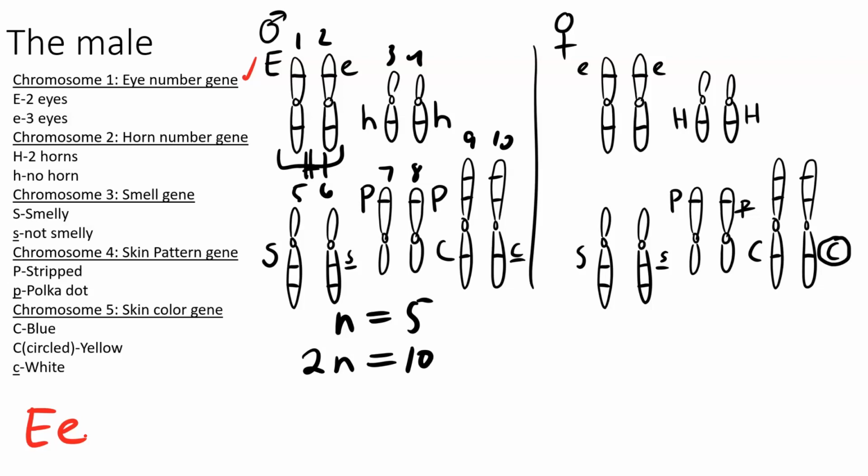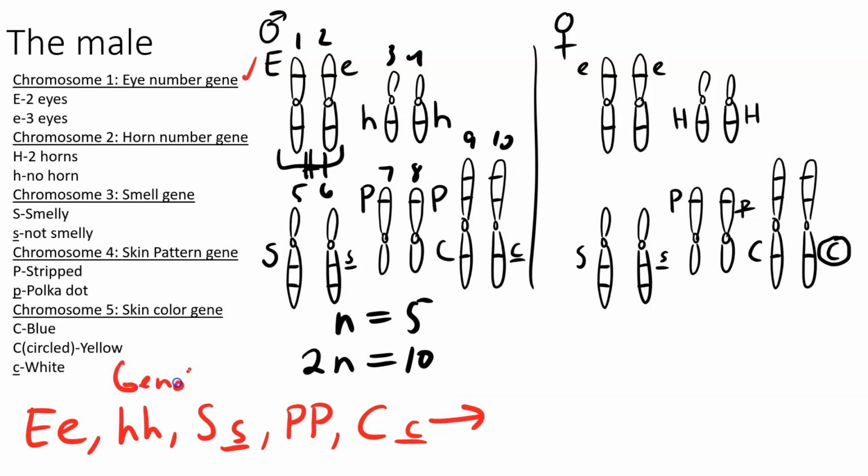So with respect to the eye number gene on chromosome number 1, this organism has a heterozygous genotype. Okay, so moving right along, this is the rest of this male's genotype. Okay, so when I look at this, I can convert this genotype into phenotypes using this allele tracker over here.